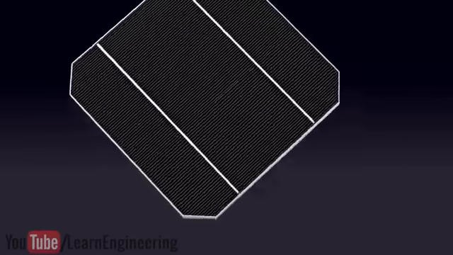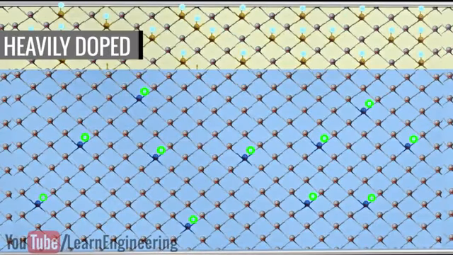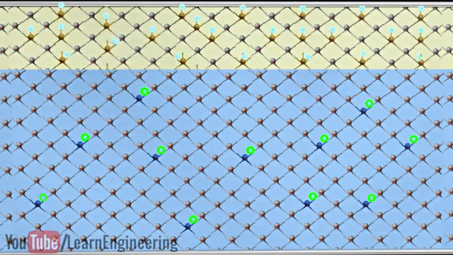In a practical solar cell, you can see that the top N layer is very thin and heavily doped, whereas the P layer is thick and lightly doped. This is to increase the performance of the cell. Just observe the depletion region formation here.